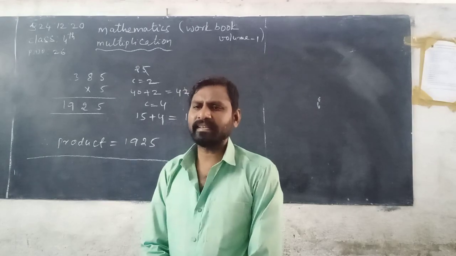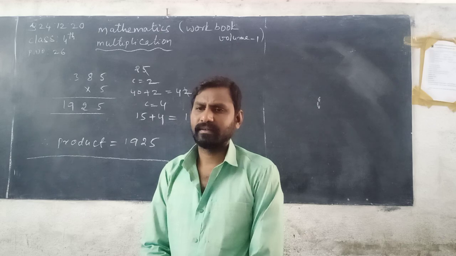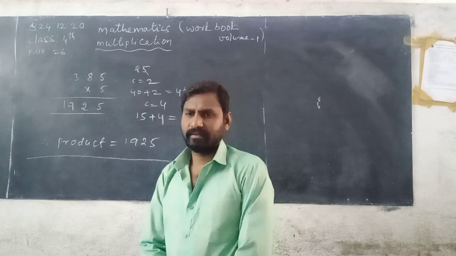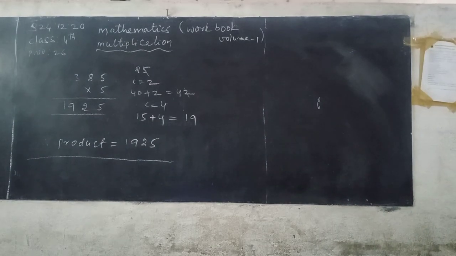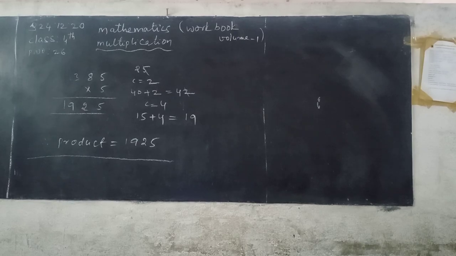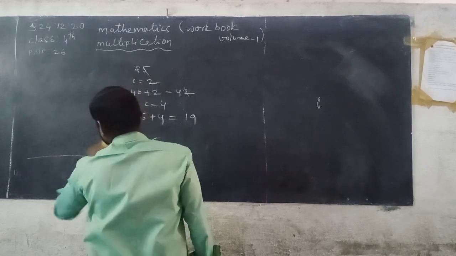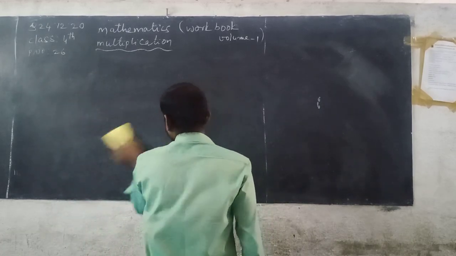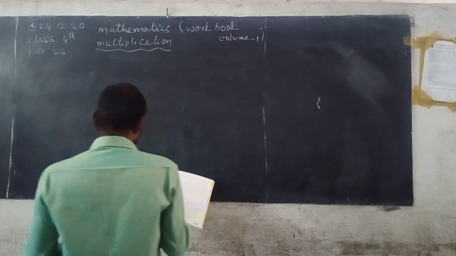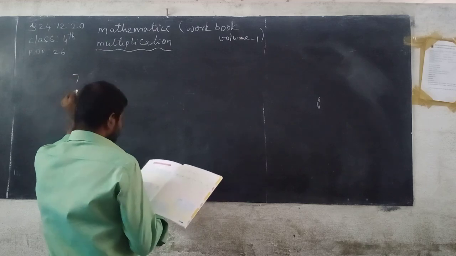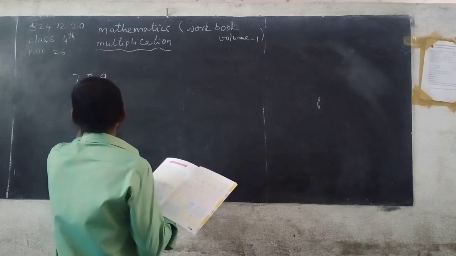Completed everybody, raise your hand. Now next. Here I am taking 789 into 79.